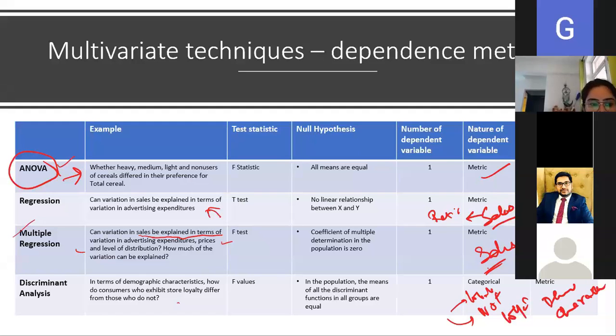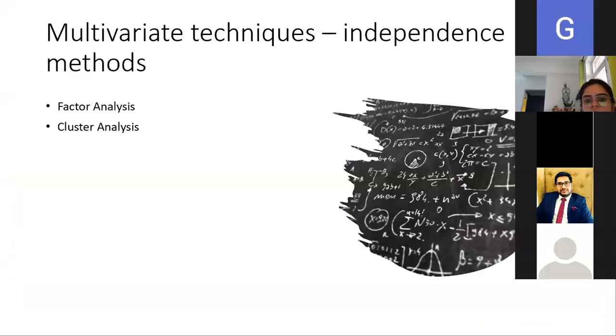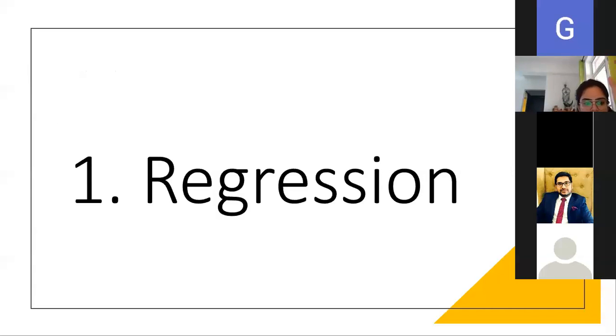Okay. And then for multivariate techniques, the second is interdependence. Like I said, factor analysis and cluster analysis are interdependence techniques. We'll talk about it. First is regression. So today we'll cover regression and factor analysis just briefly. What is regression?